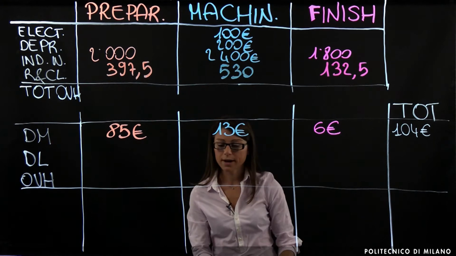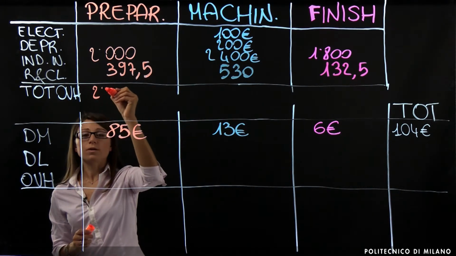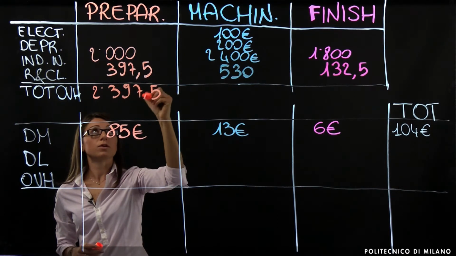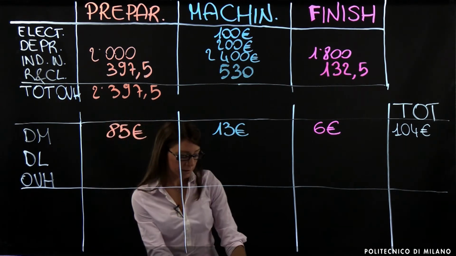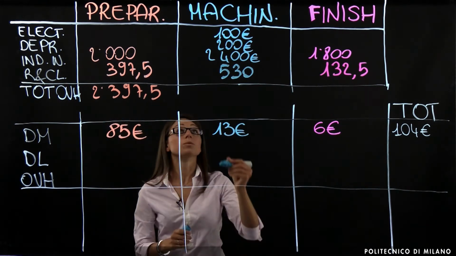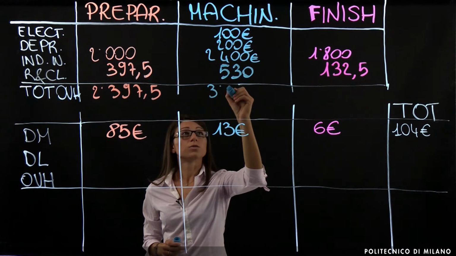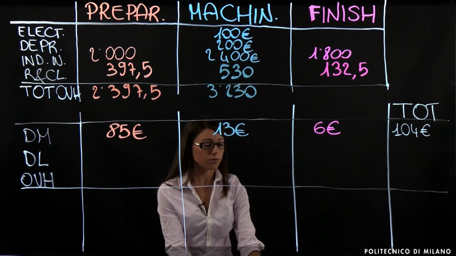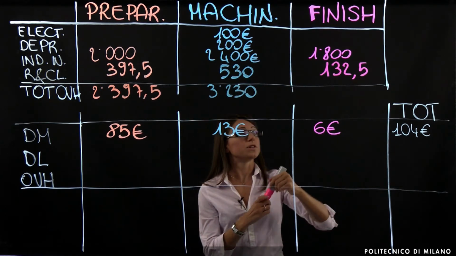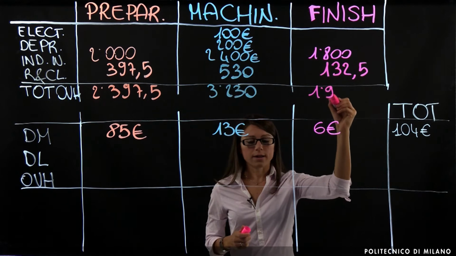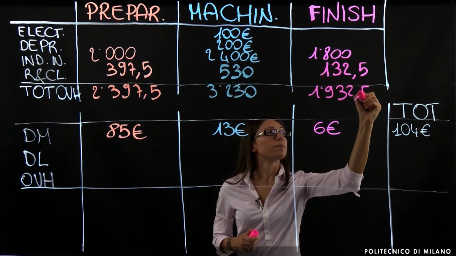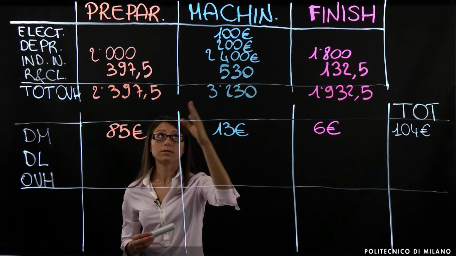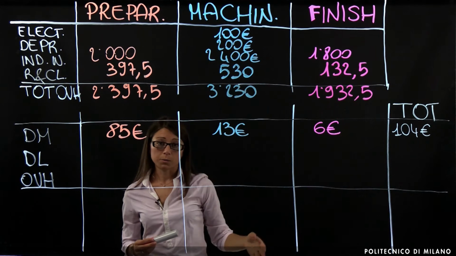So the total value of the overheads will be the following. We will have 2,000 euros 397.5, which is the value of the overheads in the preparation department. If we do the same for the machining department, we will have 3,000 euros 230. And finally, we can calculate the value of the overhead within the finishing department, which is 1,932.5. In this way, we have addressed the first requirement of the exercise, which means that we have calculated the value of the overhead within each of the three departments.